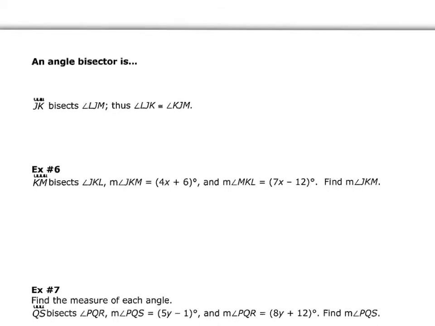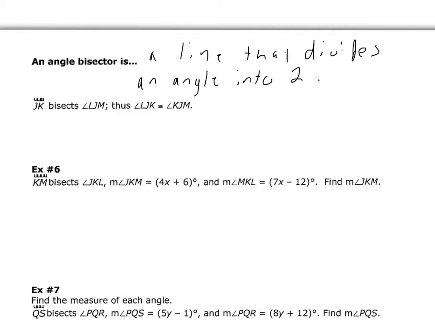We're going to talk a little bit about angle bisectors. Basically, what an angle bisector is, is a line that divides an angle into two equal parts. Okay, so I apologize for my handwriting. An angle bisector is a line that divides an angle into two equal parts.